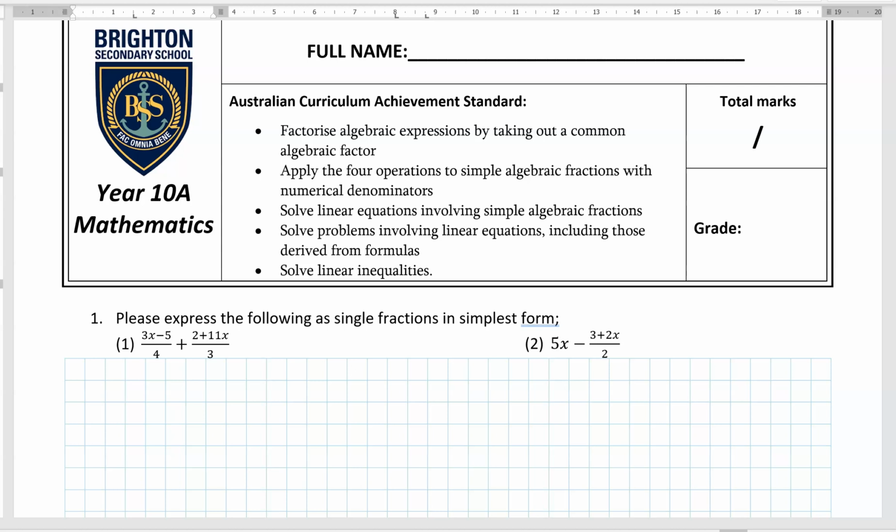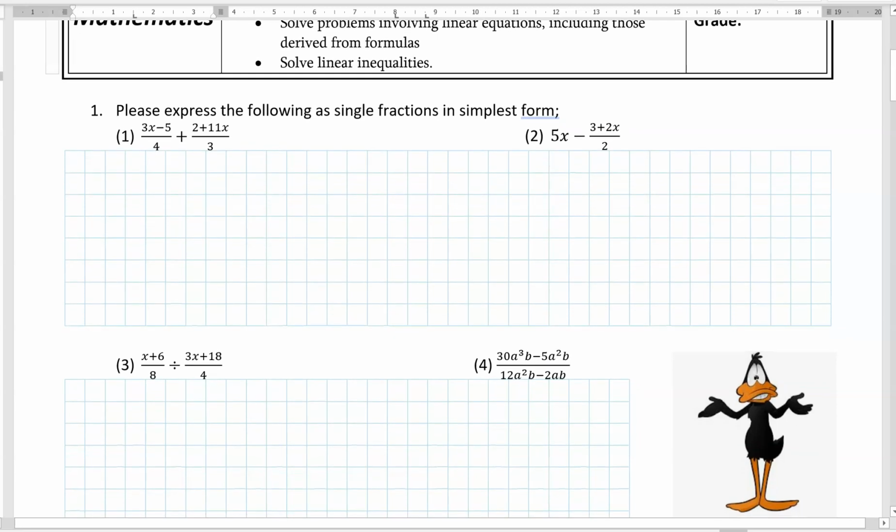Okay, so hopefully you've got your test there and you can go along and do some of these and stop the video when you think that you know what to do. Then you can fast forward and check that you've done the right thing. So remember, when we are simplifying fractions here, we want to express it as a single fraction.